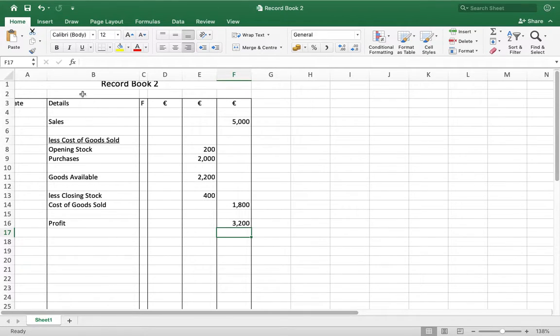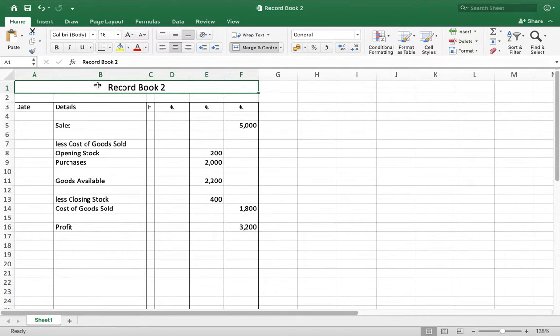So that's how to do a basic trading account. So I'm going to label that there. And it's trying to work out the profit I make buying and selling goods. I hope that makes sense to you.